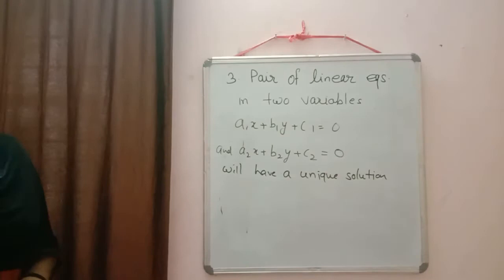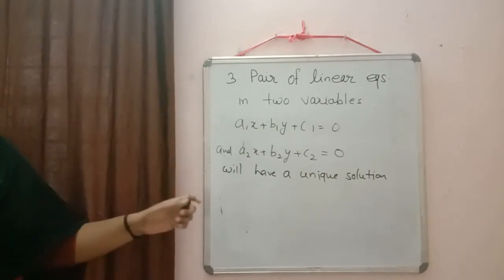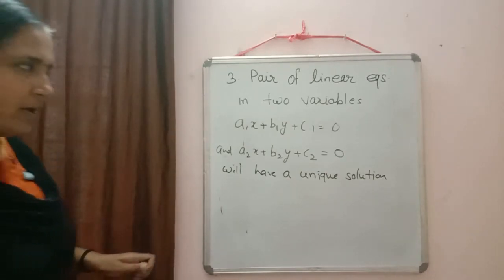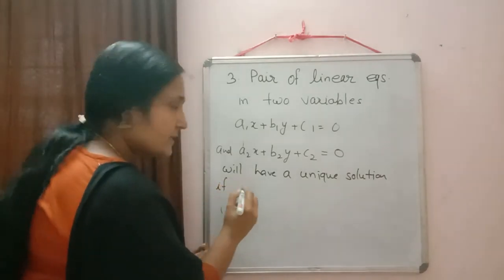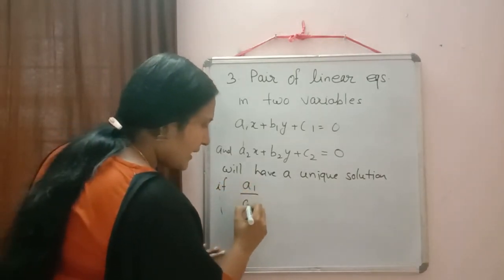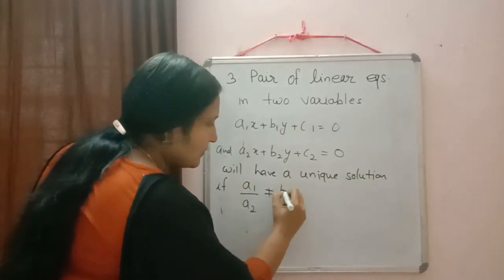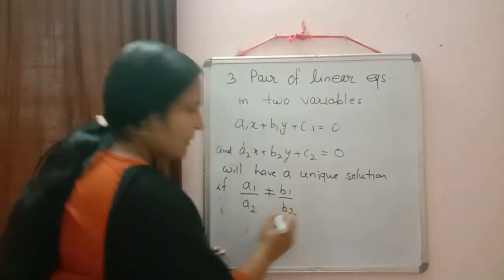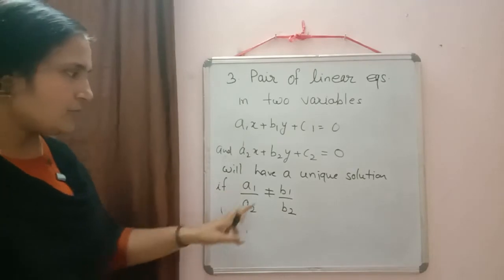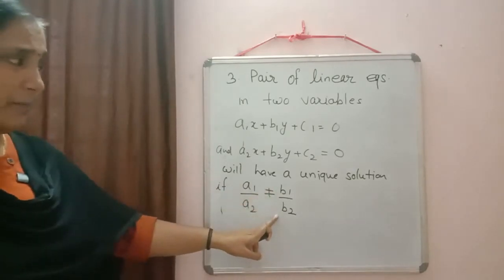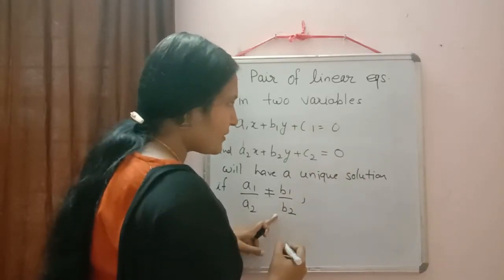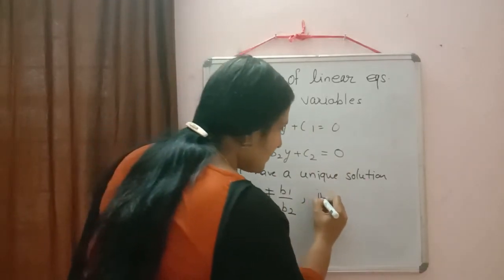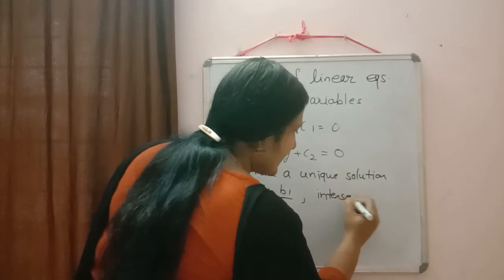Unique solution means when you draw the graph, the lines will intersect at one point. It will have a unique solution if, what was the condition? Yes, a1 by a2 not equal to b1 by b2. And which type of lines will we get when we draw the graph for these two equations? Yes, we will get intersecting lines.